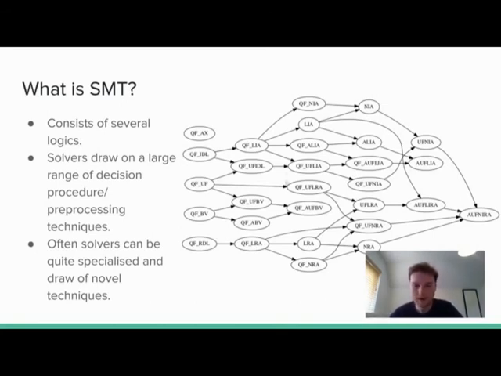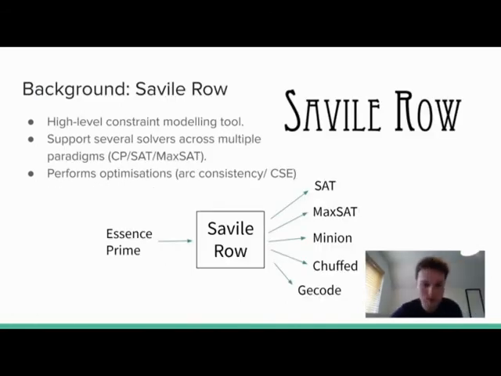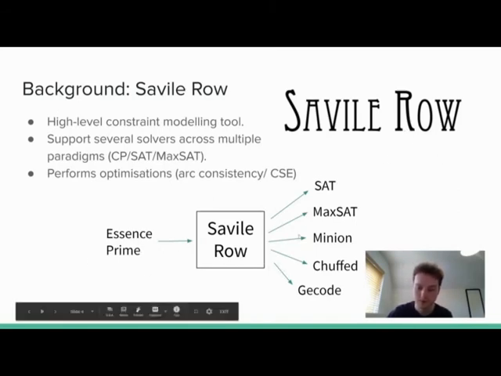So by translating constraint programming models into SMT, we would hope to be able to leverage some of these different techniques and potentially find SMT to be faster at solving some particular problems. So we implemented our translation in a tool called Savile Row. Savile Row takes the high-level modeling language Essence Prime and translates it to the input of various solvers.